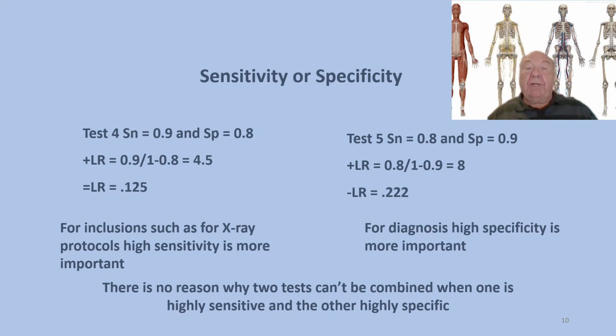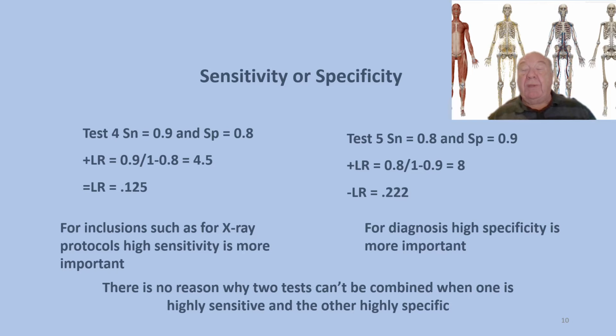So if you're looking at a test to include things such as X-ray protocols and screening tests where you want to not do certain things to certain people, then a high sensitivity value is better. That will give you a lower likelihood ratio, which is what you want. If for diagnosis, though, where you are trying to make an accurate diagnosis, then a higher specificity is better than a higher sensitivity.